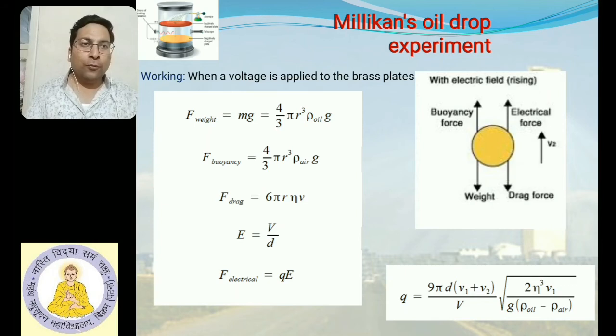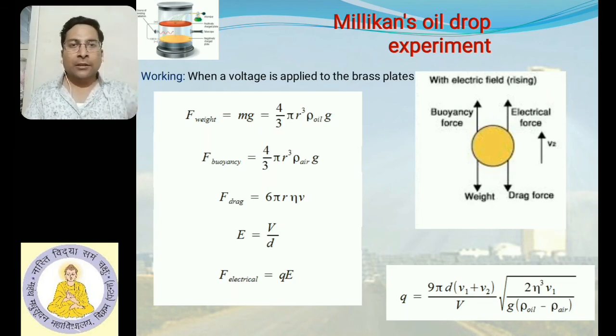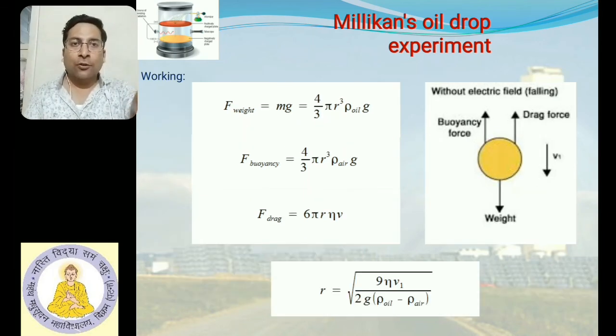Now four forces act on these oil droplets. One force is weight in the downward direction due to its mass, buoyancy force in the upward direction due to displacement of air, the third force is drag force due to upward movement of the oil droplets inside the fluid, and the fourth is electrical force. After equating all these forces, we find the value of Q. This is the charge of the oil droplets.